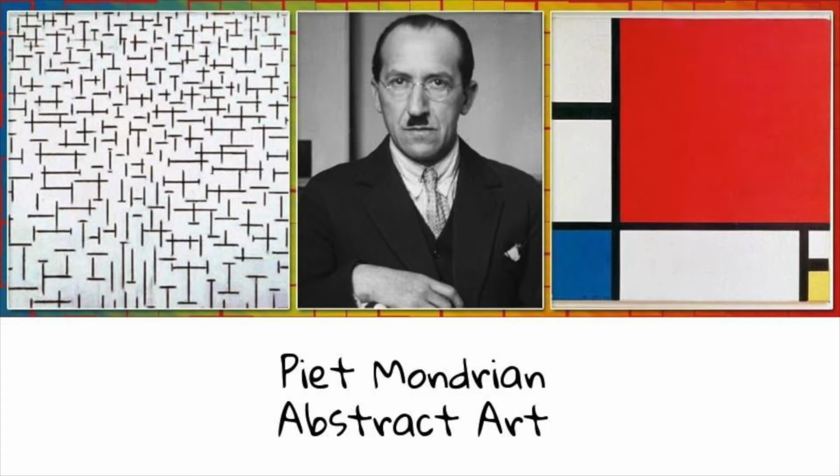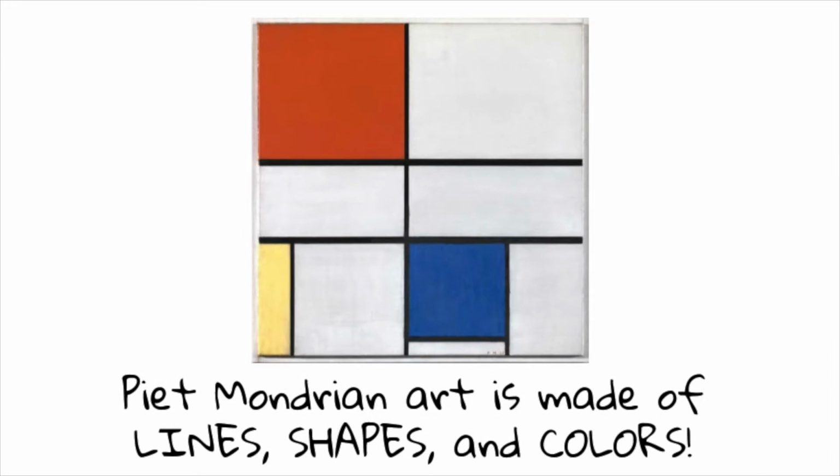Today we're going to be learning about artist Piet Mondrian, and we're going to create an artwork inspired by his work. Piet Mondrian was a Dutch artist who lived from 1872 to 1944. He was one of the first artists to make abstract art in the 20th century. Abstract art is made of lines, shapes, and colors, and it is not a picture of something specific. Piet Mondrian's art is made of lines, shapes, and colors.